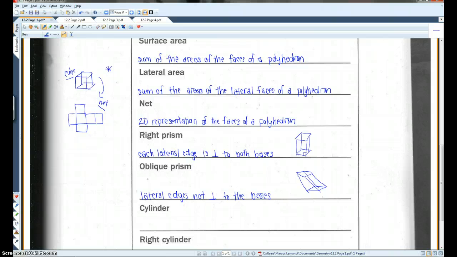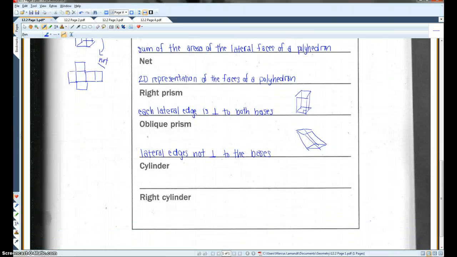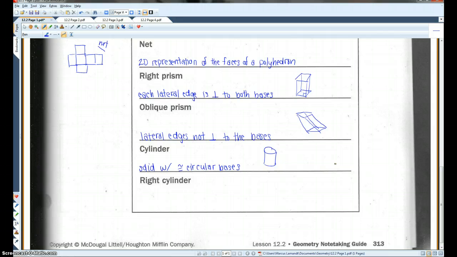A cylinder is a solid with congruent circular bases, so it looks kind of like a soda can. So here's my soda can. And finally, a right cylinder. In a right cylinder, the segment joining the centers of the bases is perpendicular to the bases. So this hopefully looks something like a right cylinder. All right, let's go on to page 2.